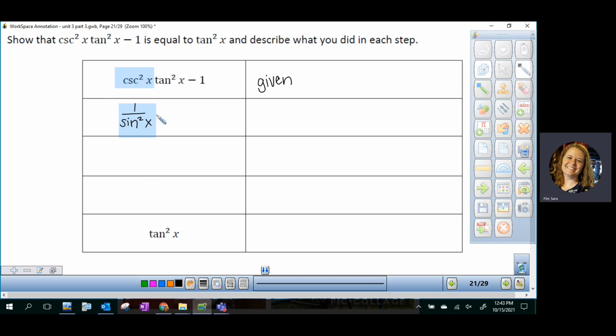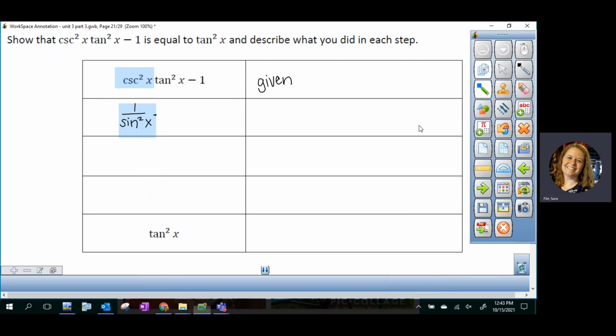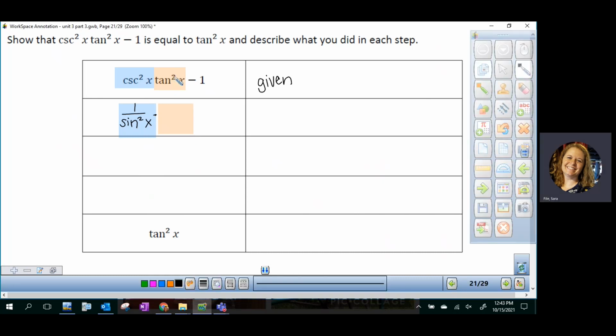Now, the reason I'm going to use this is I'm also going to change tangent squared, but not to its reciprocal, because changing that to 1 over cotangent would not help me at all. What else could I rewrite tangent as? No, I don't want to use the reciprocal there. Yeah, the quotient identity. Tangent is sine over cosine. So since this is squared, it would be sine squared over cosine squared. And you still have the minus 1.